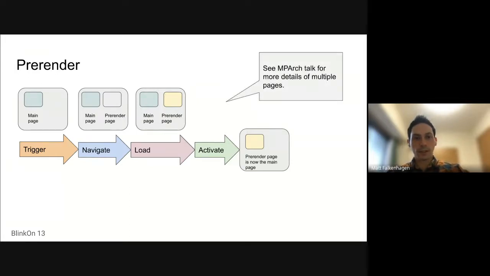So this is illustrating something called the multiple page architecture, which there was a previous talk on at BlinkOn, which you can look at for more details. This is how we can have multiple pages associated with each other in a single web contents or a single tab. So you can check out that talk for more details. The key here is that pre-rendering is going to build on this architecture.